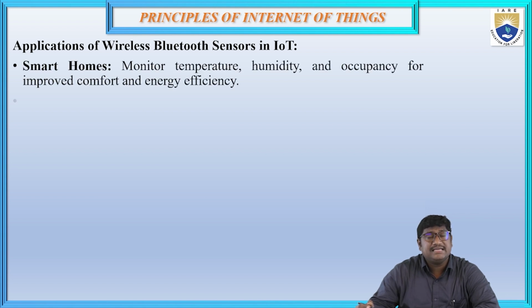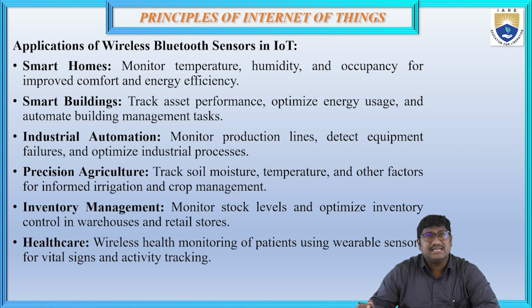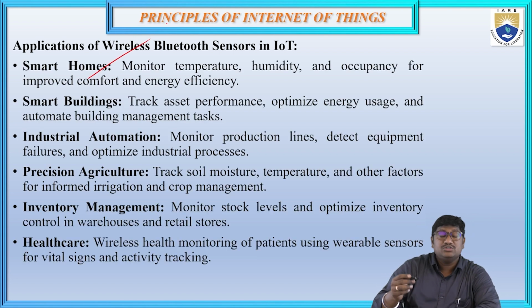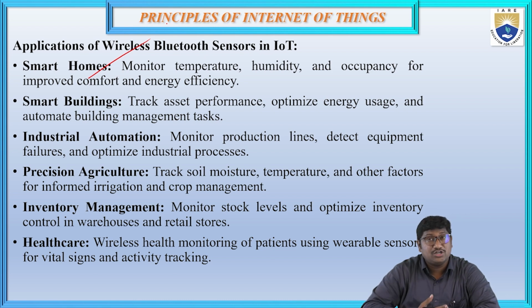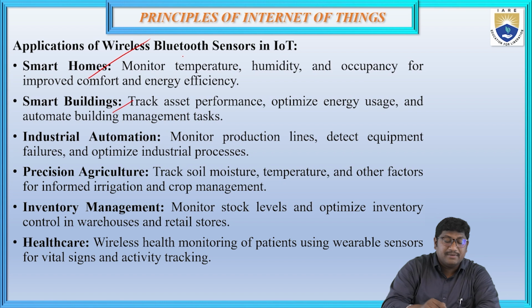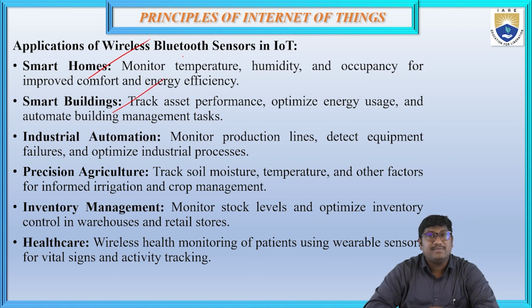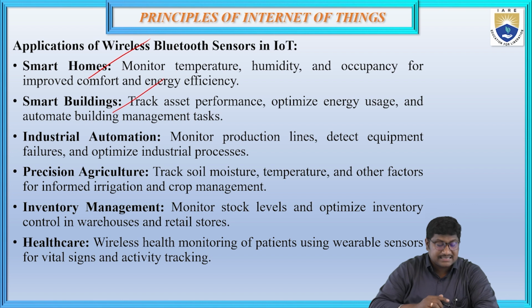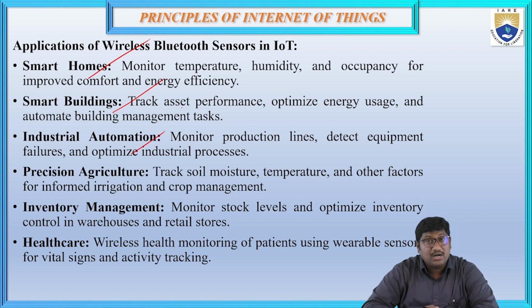And what are the applications which are using wireless Bluetooth sensors? Smart homes, which are used for monitoring the temperature, humidity, and occupancy. Smart buildings, to track the asset performance, to optimize the energy, to automate the building management tasks. Industrial automation, to monitor the production lines, to detect equipment failure, to optimize the industrial process. We require these Bluetooth sensors in industrial automation.